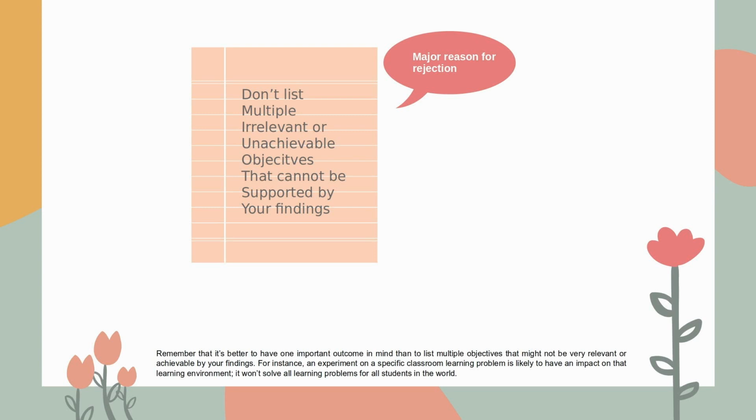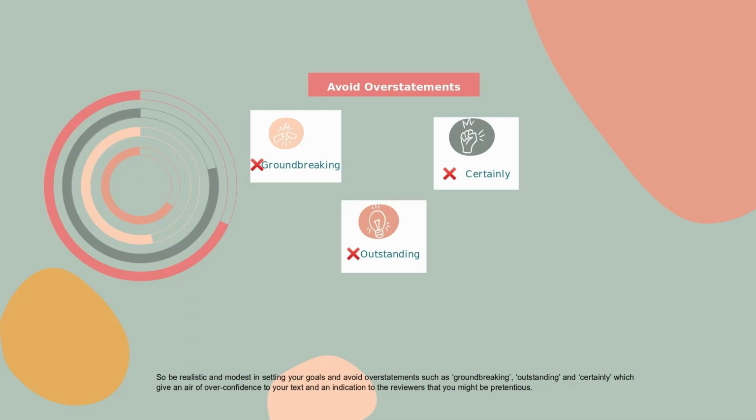For instance, an experiment on a specific classroom learning problem is likely to have an impact on that learning environment. It won't solve all learning problems for all students in the world. So be realistic and modest in setting your goals and avoid overstatements such as groundbreaking, outstanding, and certainly, which give an air of overconfidence to your text and an indication to the reviewers that you might be pretentious.